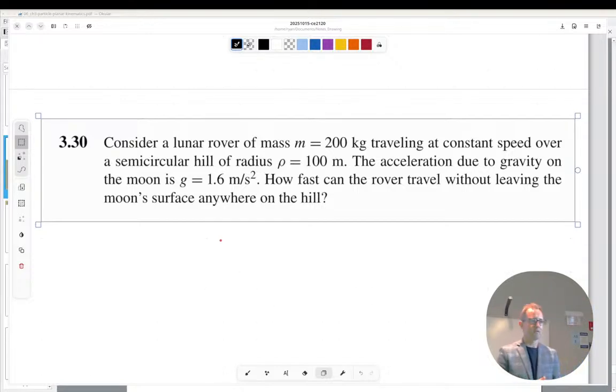What do you think? Where do you start here? Free body diagram? Okay. Yeah, we could do that.